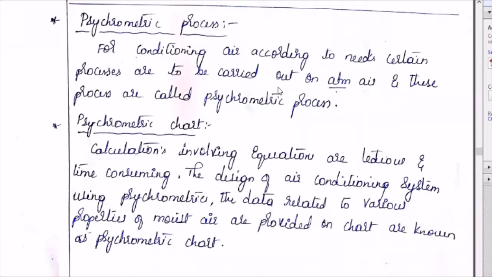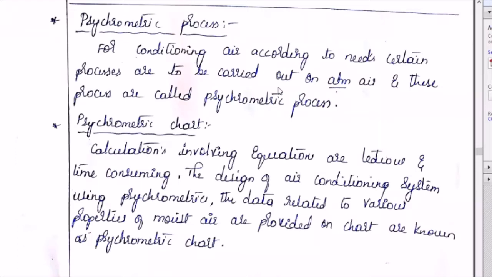So for conditioning of the air according to the needs, certain processes need to be carried out on atmospheric air, and these processes are all called psychrometry processes. After getting the definition of the psychrometry process, let us go to the psychrometry chart.